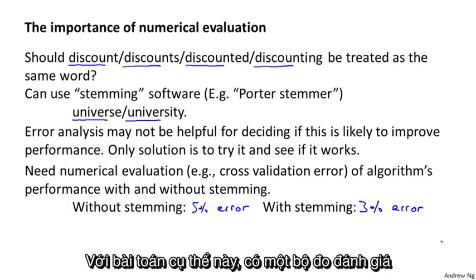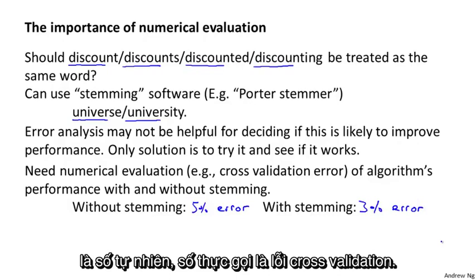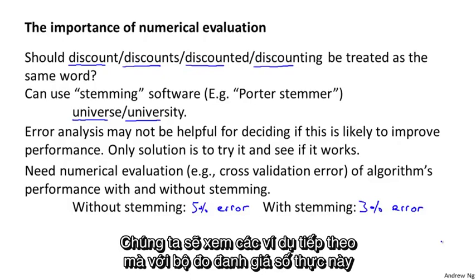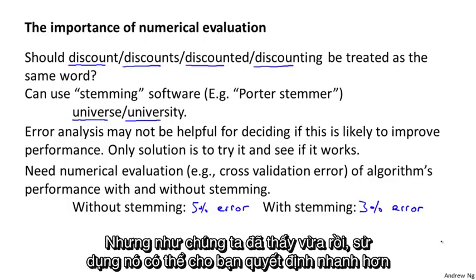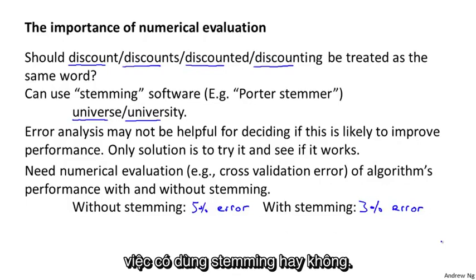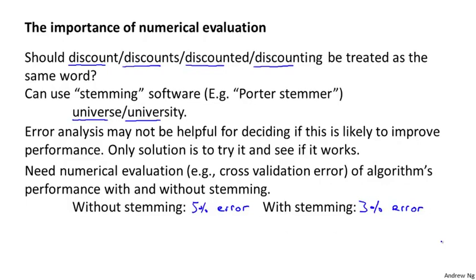For this particular problem, there's a very natural single row number evaluation metric, namely the cross-validation error. We'll see later examples where coming up with this sort of single row number evaluation metric may need a little bit more work. But as we'll see in a later video, doing so will also then let you make these decisions much more quickly of, say, whether or not to use stemming.